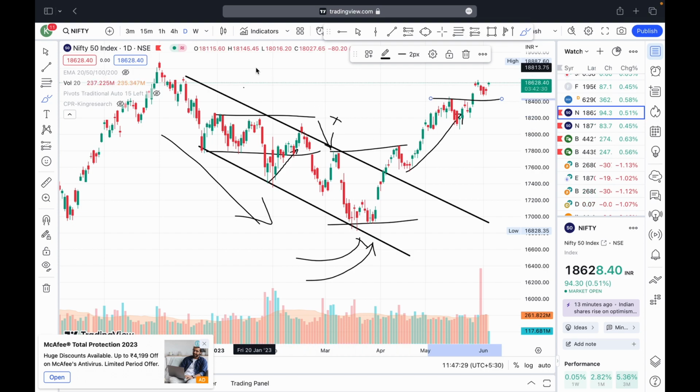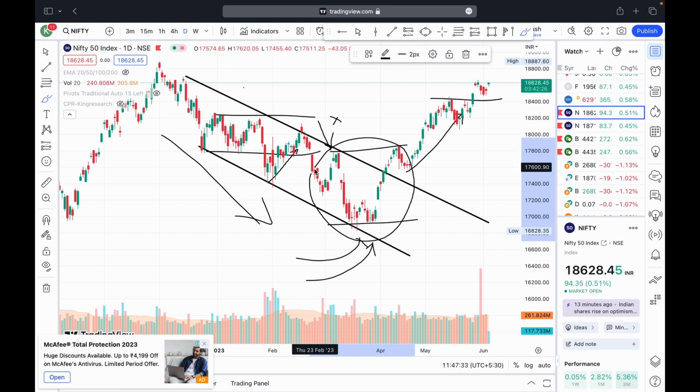So after the channel, there is a formation of a range market. This is a very important thing that you need to know. The range market is a build-up market in which the big investors are actually building up their positions. So let's talk about range markets.